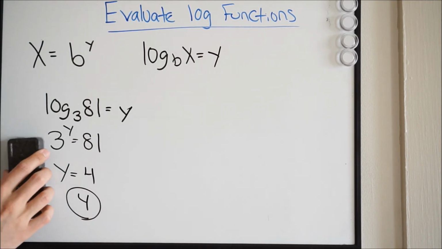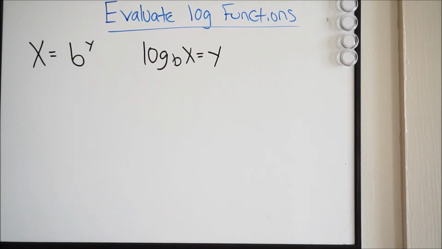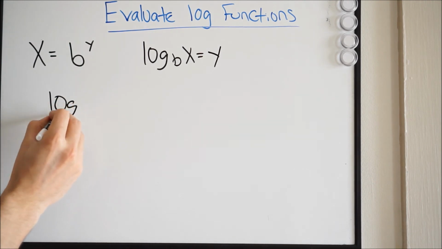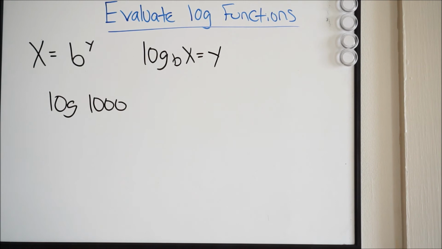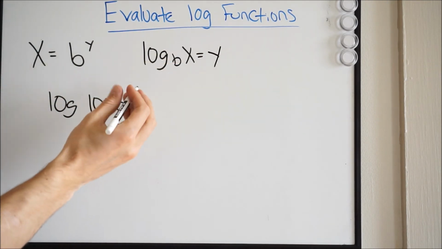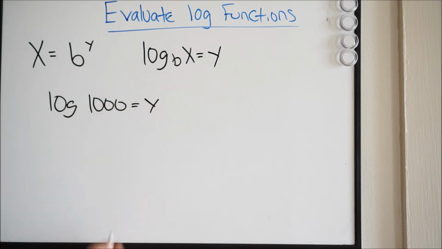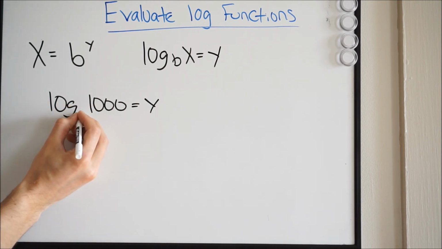So I'm going to erase this. We have log 1000. Okay, first thing, set this equal to y. Also notice we're missing a base here. So based on what I said before, if we're missing a base, we need to put in a base of 10. All right, so if it's not written, you put it in.